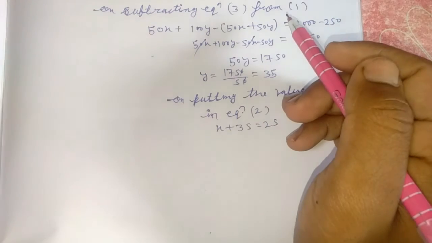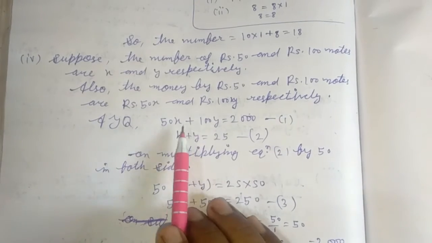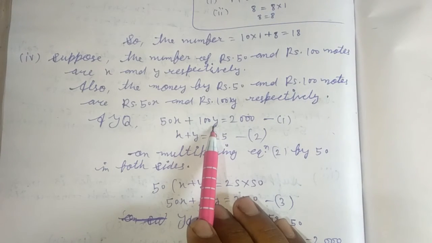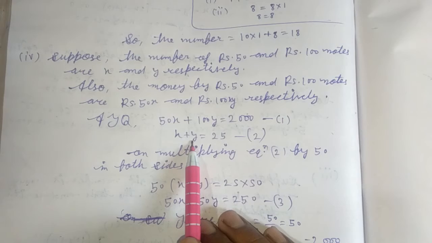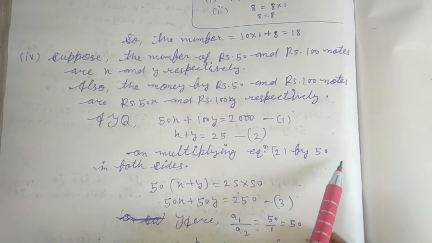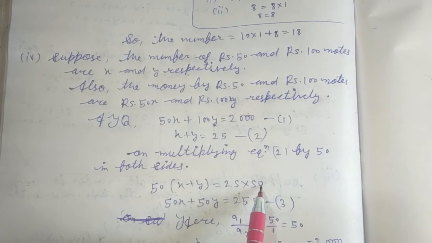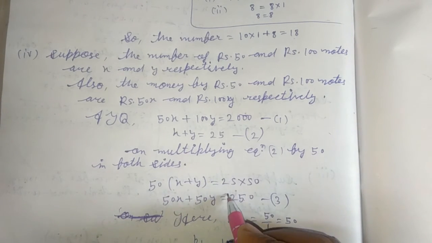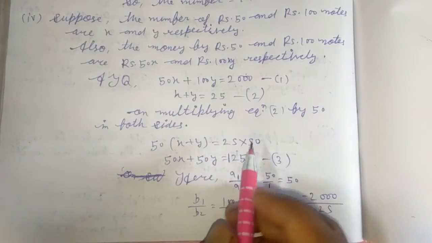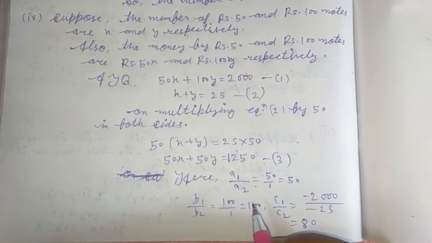First we check: 50x plus 100y is equal to 2000. Okay, x plus y is equal to 25. So on multiplying equation 2 by 50, we get 50x plus 50y, 25 into 25, 5s are 125. There is a mistake. Okay, 1250 it will be.